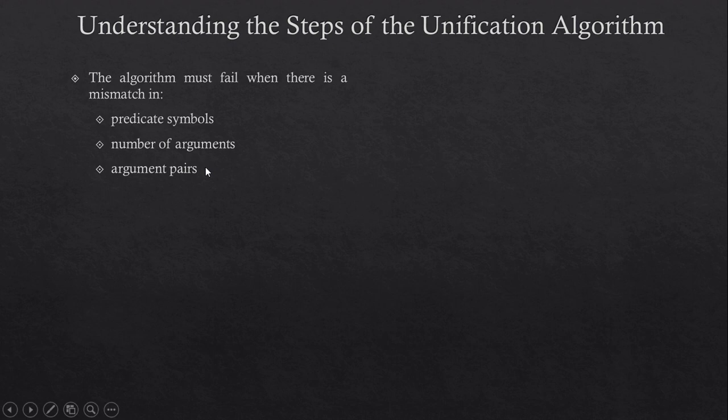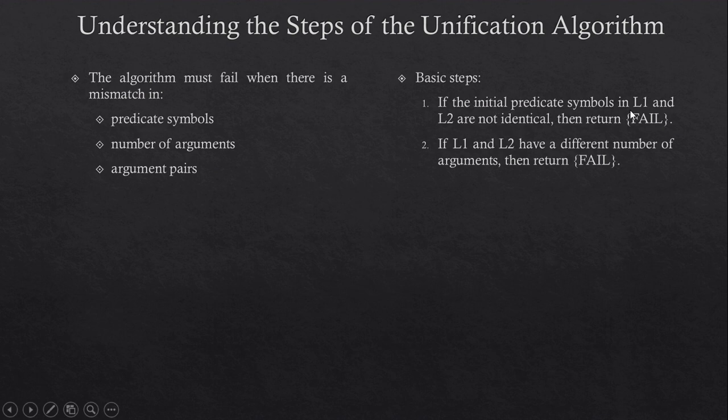If the initial predicate symbols in L1 and L2 are not identical, then return fail. If they are identical, then the next step: if L1 and L2 have a different number of arguments, then return fail. If they have the same number of arguments, then we go to the third step. Now the third step would be to compare the argument pairs.